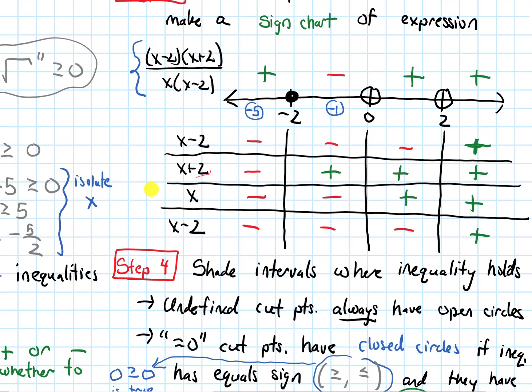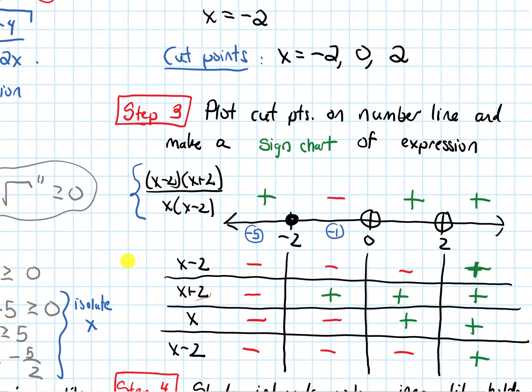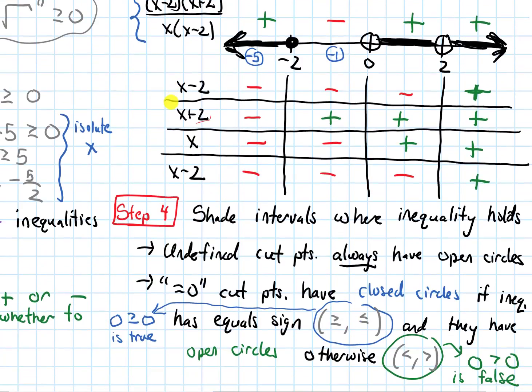Okay, so now I know how to put open and closed circles. Remember, I cared about when this whole thing was greater than or equal to 0. So I'm going to shade in the regions where it's positive. So I got to shade in this region where it's positive, and this region where it's positive, as well as this region. And now let's write that in interval notation.